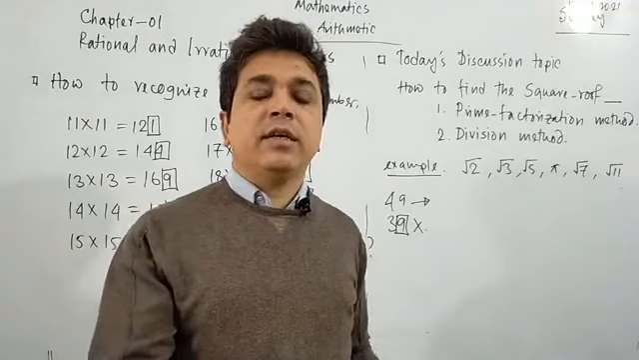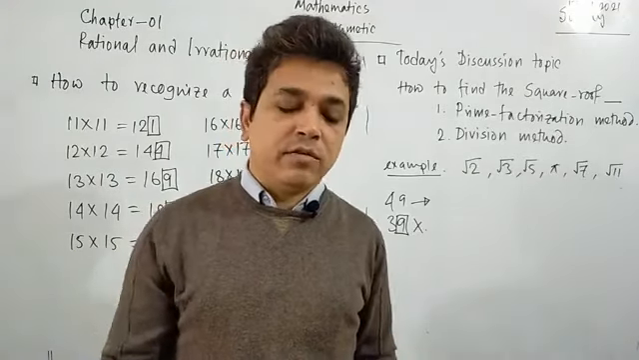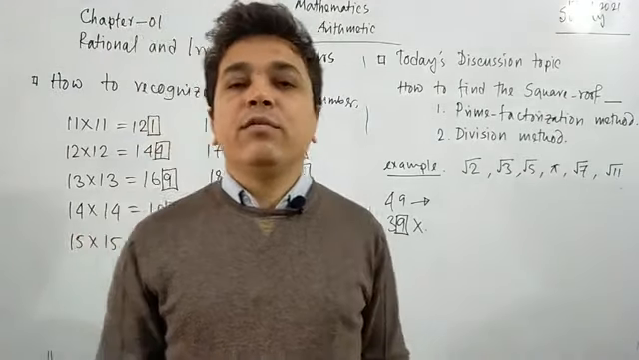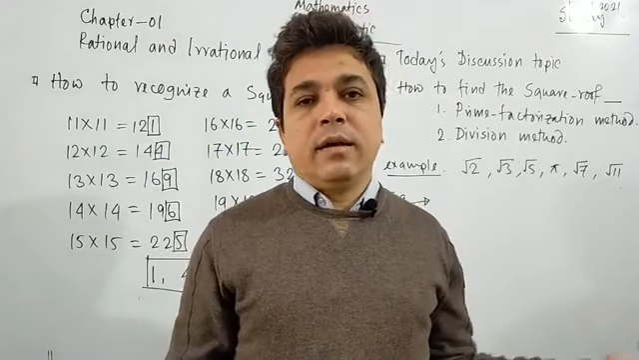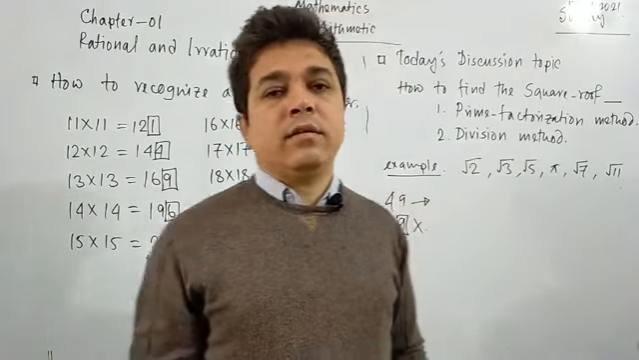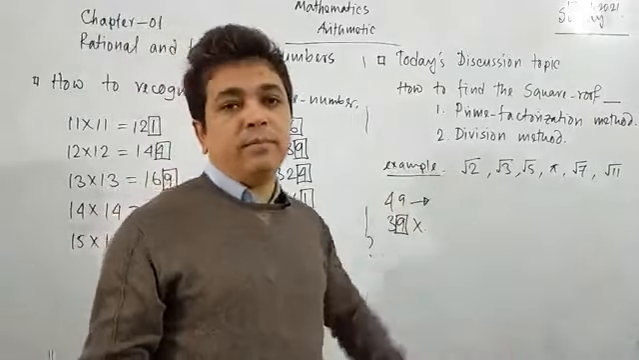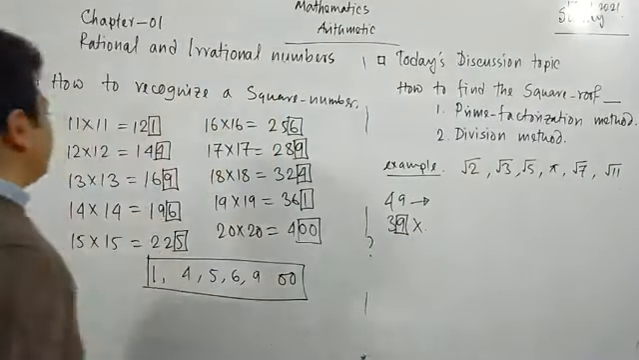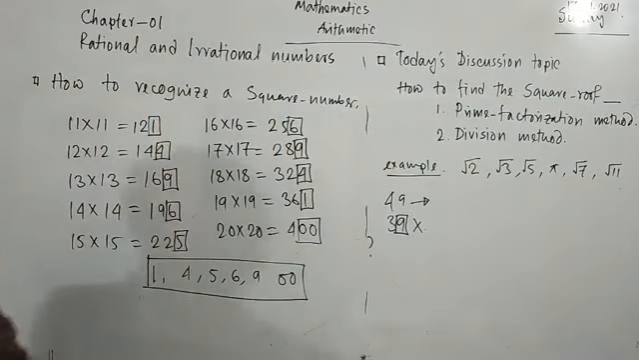After checking, if we get that it is a perfect square number, it's okay, no problem. If we find that the number is not a perfect square number, we can cancel it. But we have a way to check it. I hope all of you understood what the identification of a square number is.